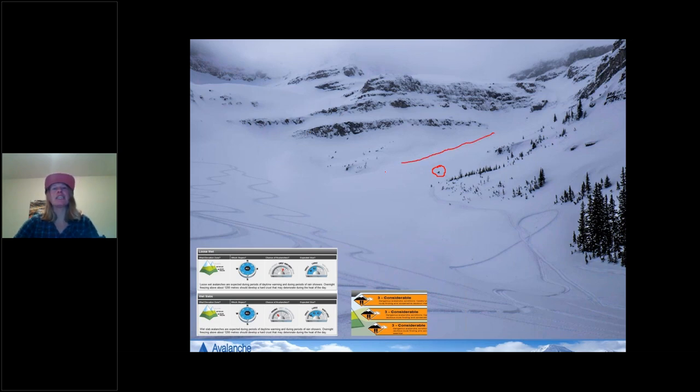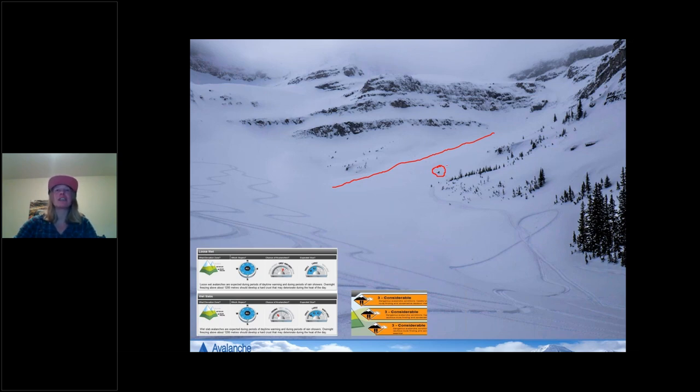Even though we can see the angle here, I mean, that's less than 30, wet slabs and loose wet avalanches can travel a really long ways, and they're not very survivable. That snow is so dense and so heavy. It sets up like concrete. It's about as easy to swim in as wet concrete if you're caught in it. So this person is definitely pushing their luck.